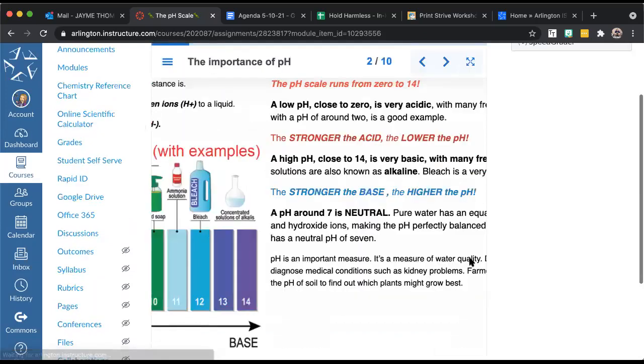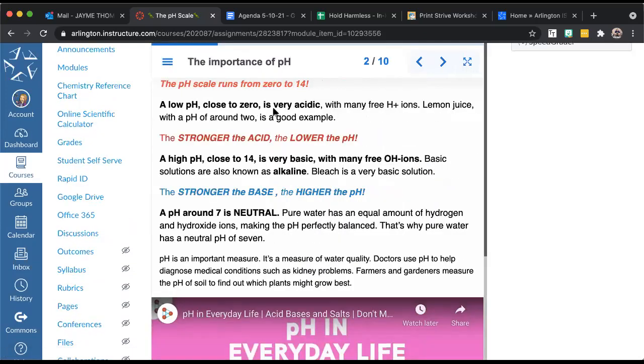So kind of going on. This is just giving you more detail over what I went over. A low pH close to 0 is very acidic because they have a lot of free hydrogen ions. Lemon juice is a good example. And if you think back to the properties we talked about for acids, acids are usually sour in taste. So things like lemons and oranges and limes, that makes sense.